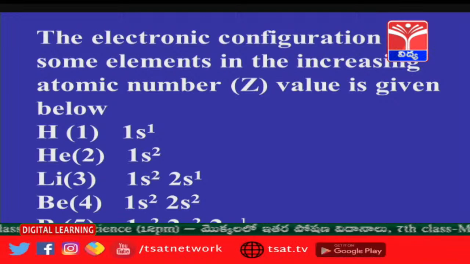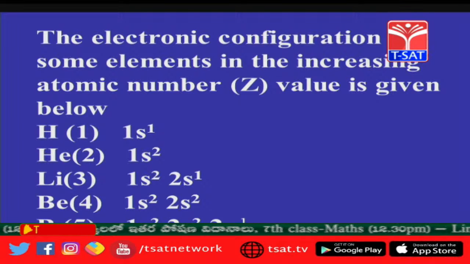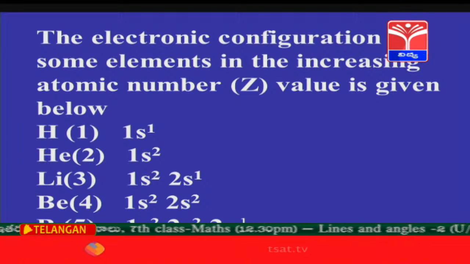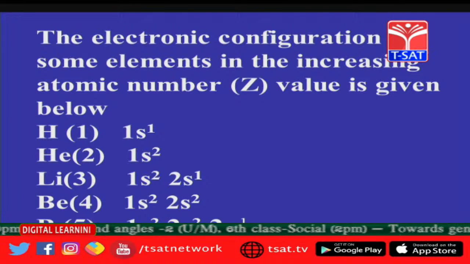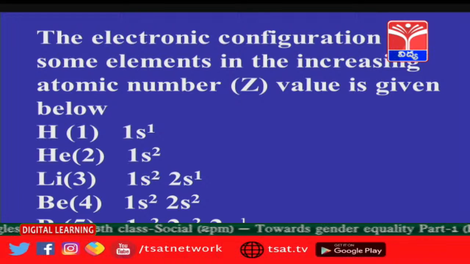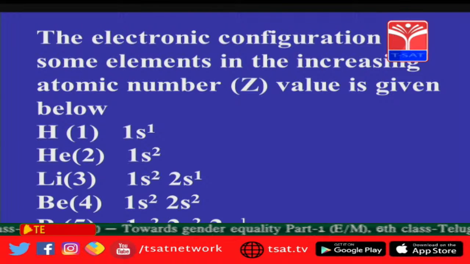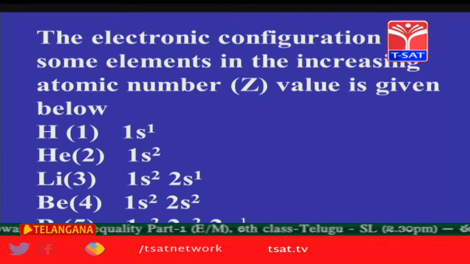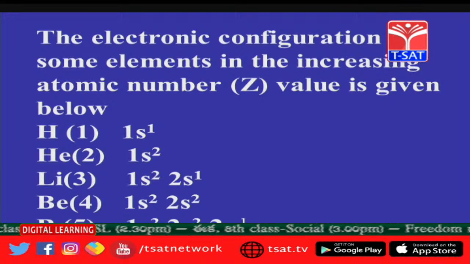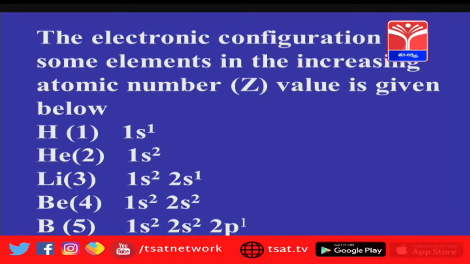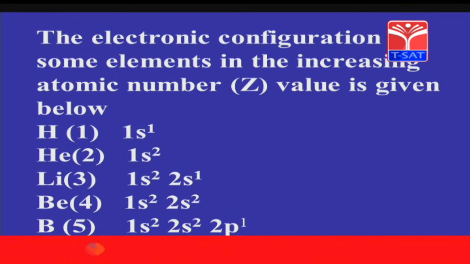Children, you focus here. After helium, I have written 1s2, 2s1. Why have I written the third electron in the 2s orbital? Because the s orbital can accommodate only 2 electrons. Obviously, the third electron goes to the next orbital. Similarly, in case of boron, you see 1s2, 2s2, 2p1. After 2s2, the fifth electron goes into the 2p orbital.